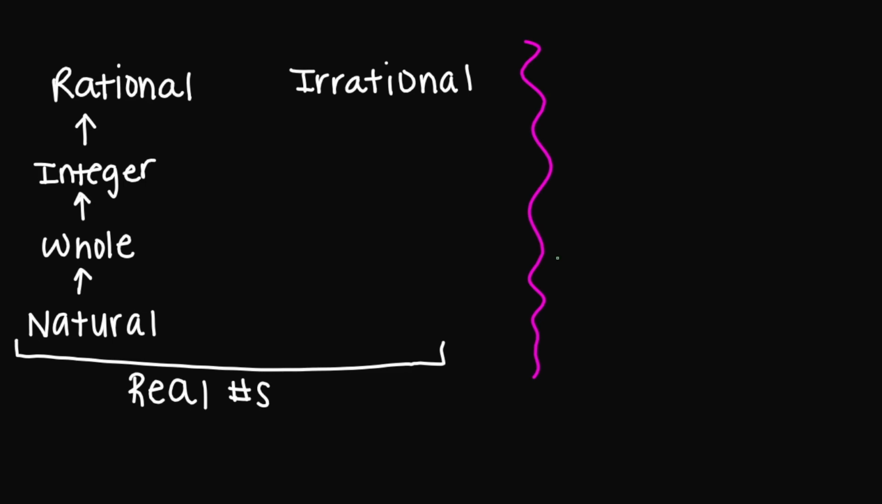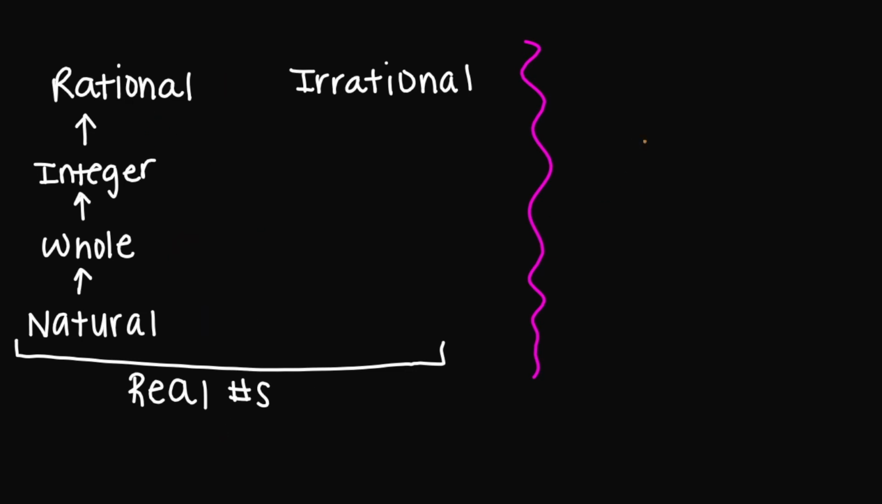So let's look at some examples. Let's say we had the number 46. Is the number 46 a natural number? It is a natural number. Is the number 46 a whole number? Yes, because if it's a natural number, it is a whole number. Is it an integer? Yes. Is it rational? Yes, it is rational. And of course, it is a real number as well.